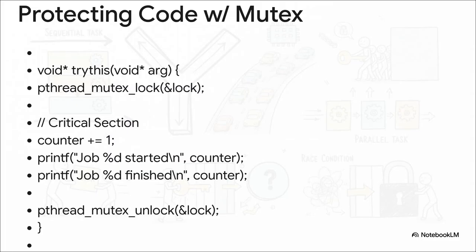Okay, let's look at the code. See that part in the middle where we're messing with the counter? That is our critical section. It's the danger zone. And notice how we've wrapped it or protected it. We put a call to pthread_mutex_lock right before we enter and a call to pthread_mutex_unlock right after we leave. Now it's impossible for more than one thread to be running that block of code at the same time.